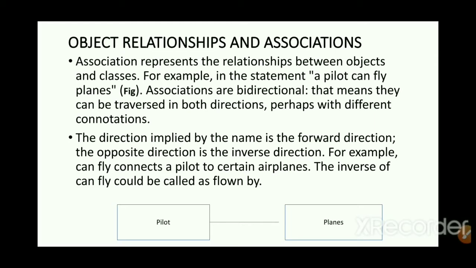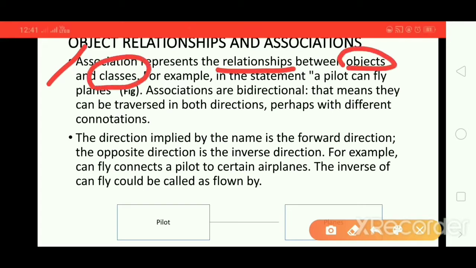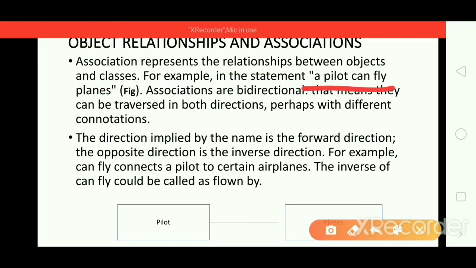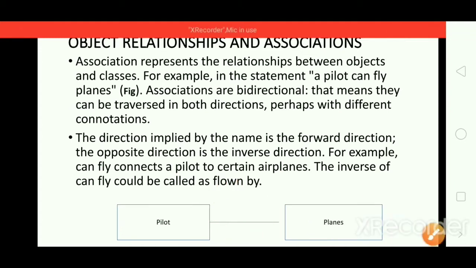Object relationships and association. What is association and what does it represent? Association represents the relationships between objects and classes. For example, in the statement, a pilot can fly planes. Here we have the figure. A pilot can fly what? Planes. A pilot can fly planes.